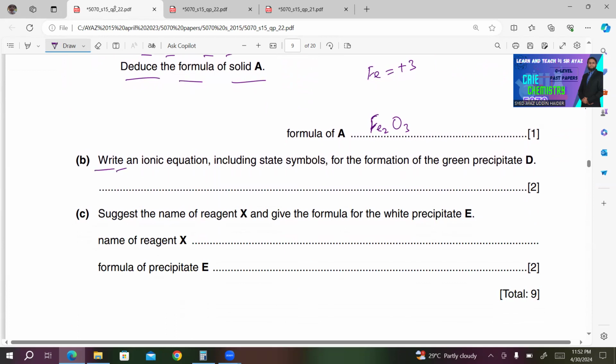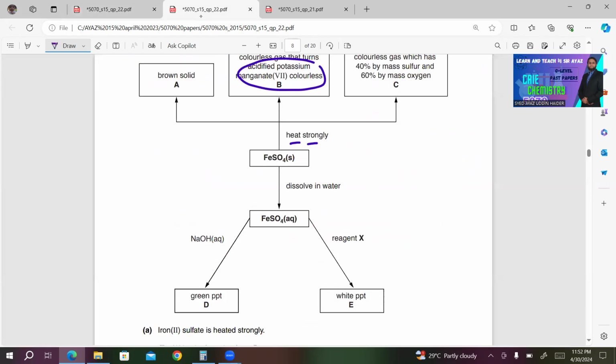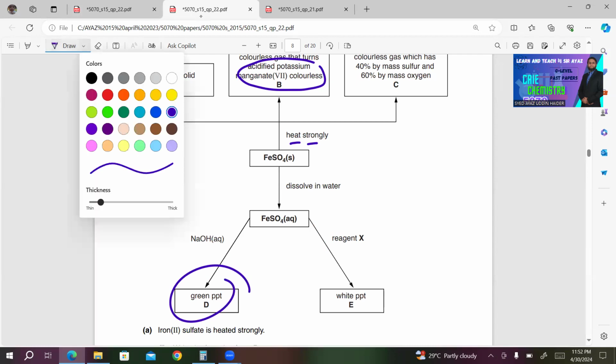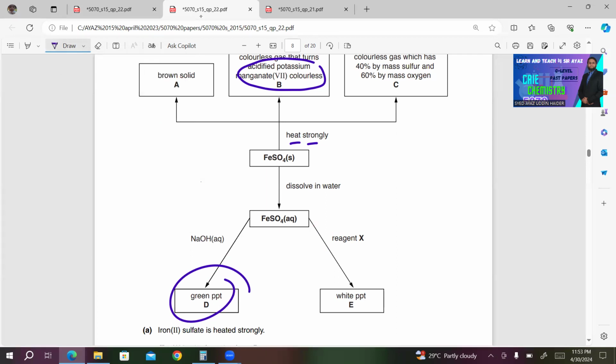B. Write an ionic equation including state symbols for the formation of green precipitate D. Green precipitate D, where is this? So there must be a reaction between FeSO4 and NaOH. So we need to write the ionic equation.